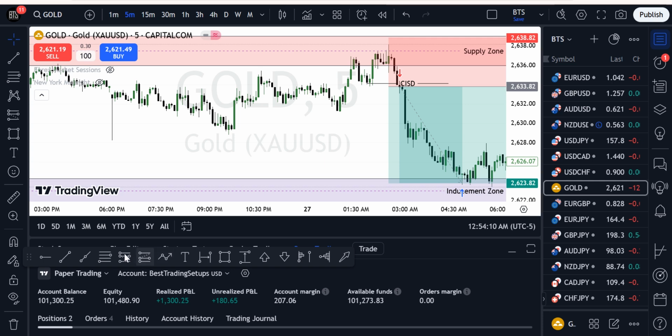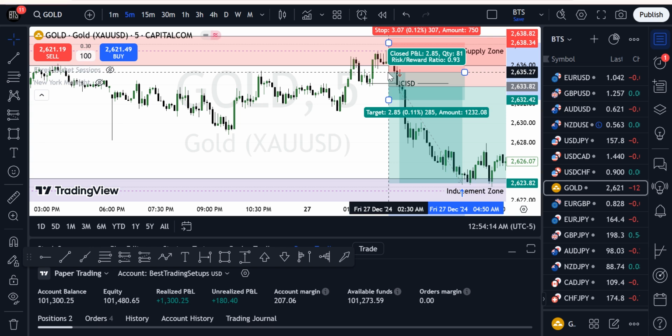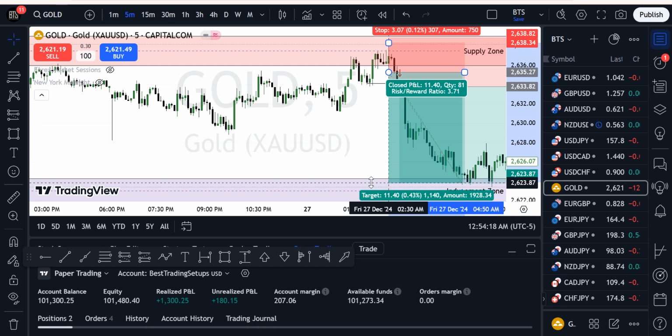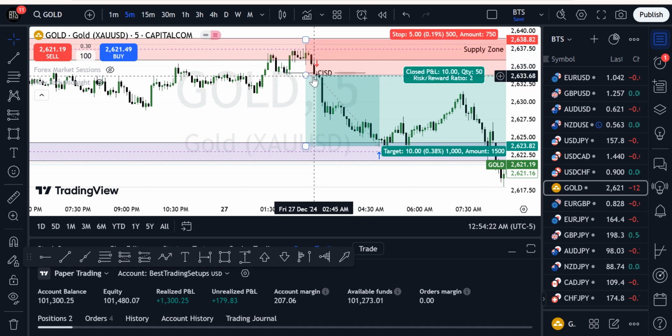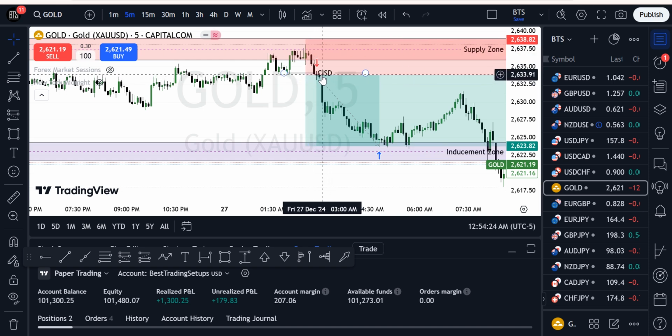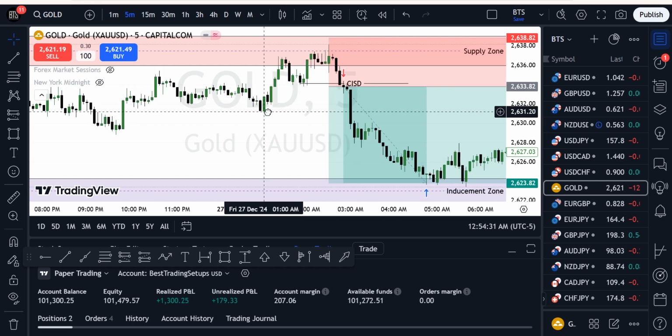So right around here, I came to my chart very late. If not, I would have entered my entry right here. That would have been my entry for my sell, right? But I got the CISD entry very early right here.